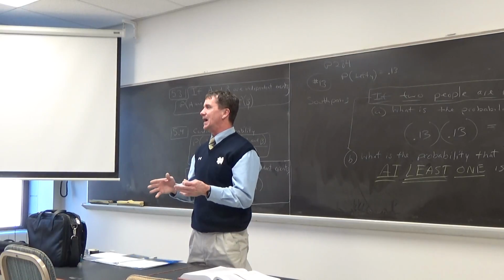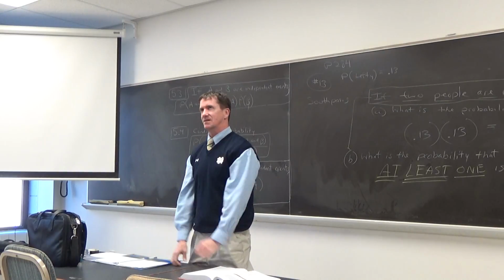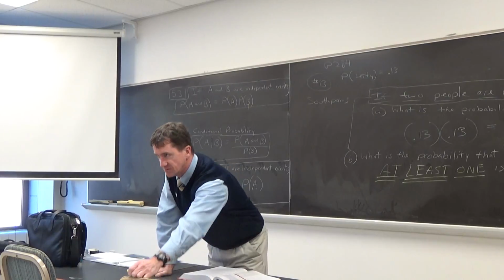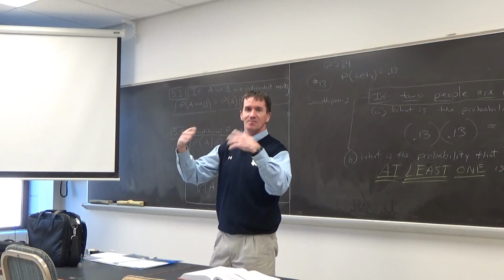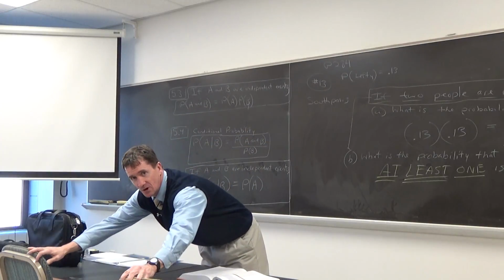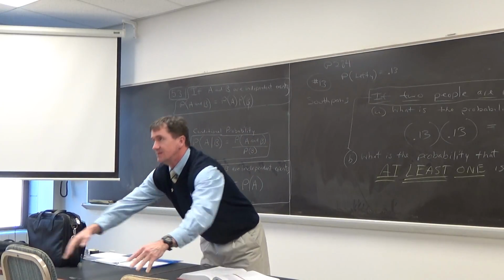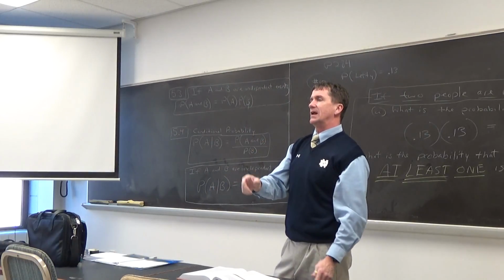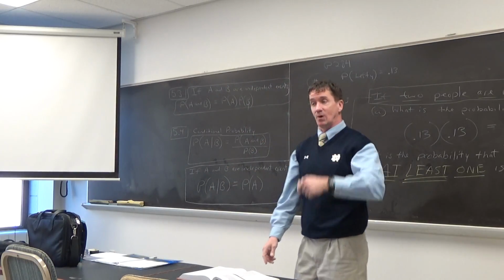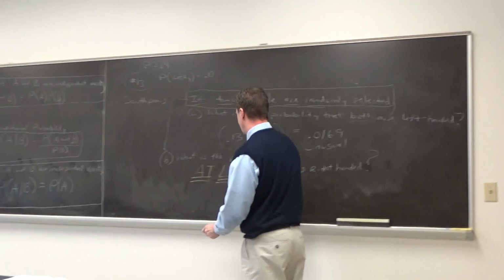Because "or" means we've got to add probabilities, true? So I've got to do the probability that this one's the righty, add it to the probability that this one's the righty, plus one more, the probability that they're both righties. Well, the probabilities of all events occurring have to add up to 100%, which is 1.0. To quickly do this, it's the complement rule.